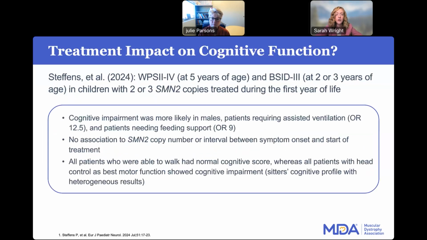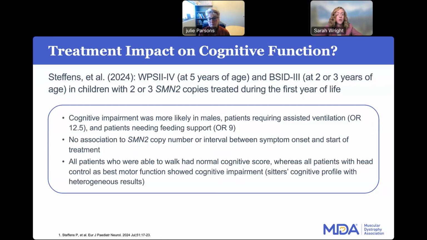And also to highlight the question, does treatment actually impact cognitive function? We can't say for certain at this point. There's actually only been two groups that have looked at treatment in relation to cognitive function. And of course, we really don't have the natural history controls of this prior to the implementation of disease-modifying therapy.